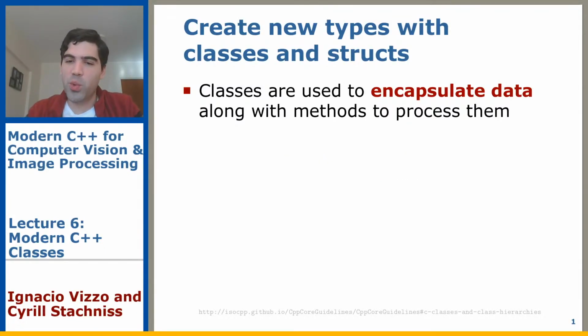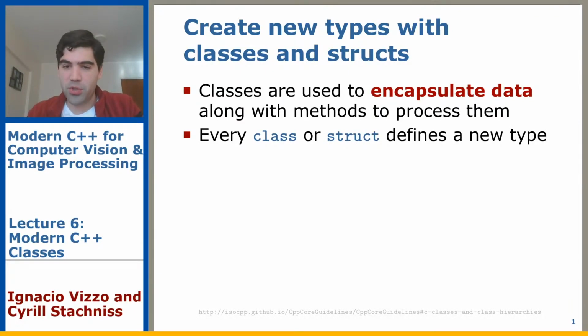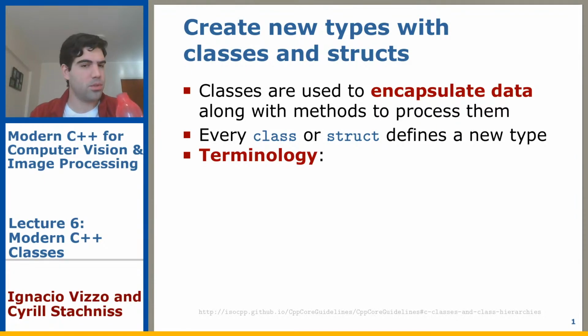Classes are used to encapsulate data along with methods to process them. In our example, we encapsulated the data of the image and the rows and the columns, and the methods were save image and asking if a given image is empty. Every class or struct defines a new type, and this is super important because you cannot mix types. So when you call the save image method from the C++ implementation, you cannot save a banana type, only images. That's the type safety system of C++. We saw it in the previous lecture.